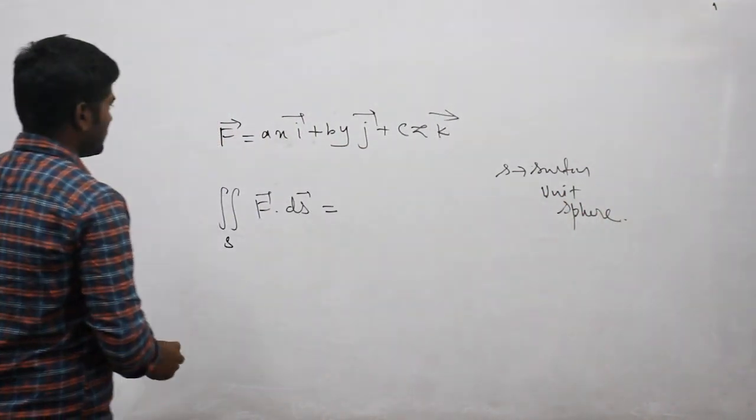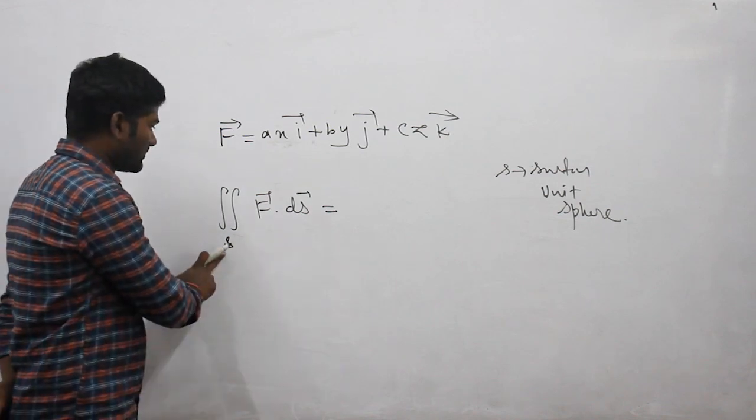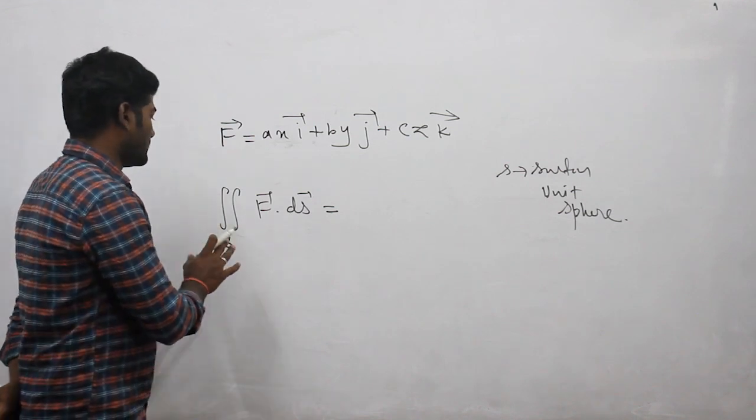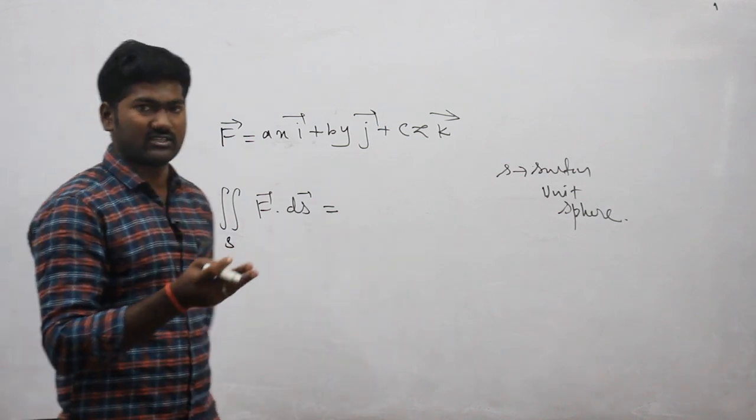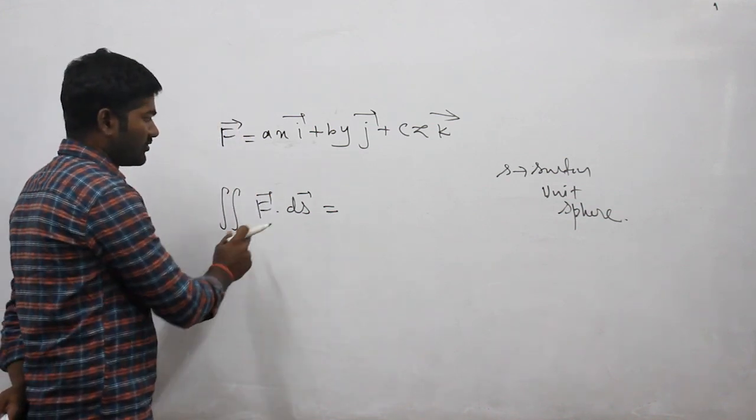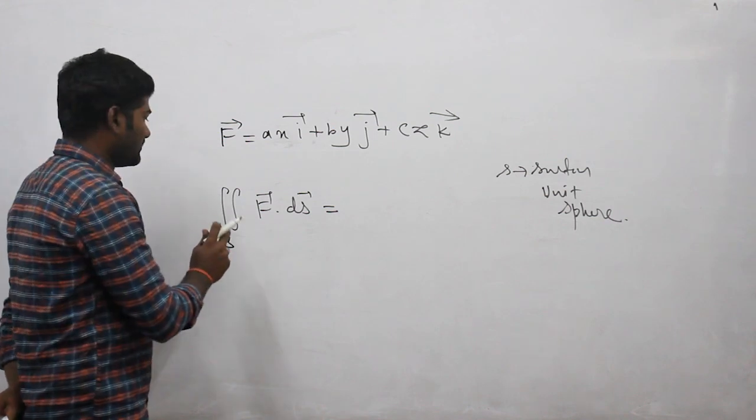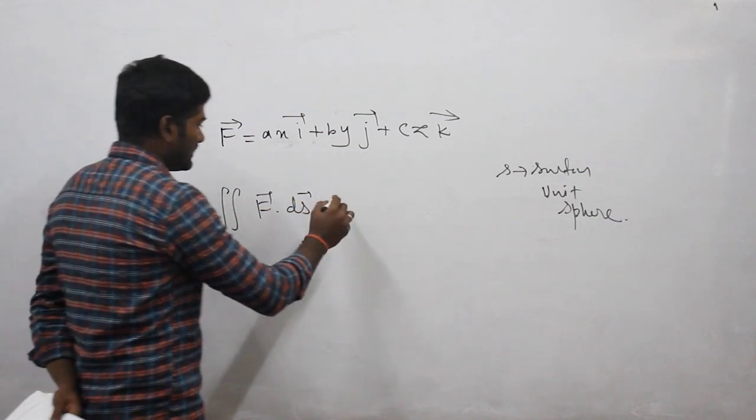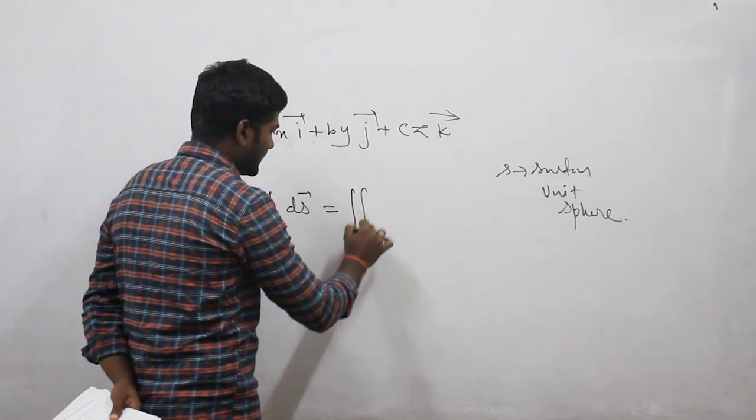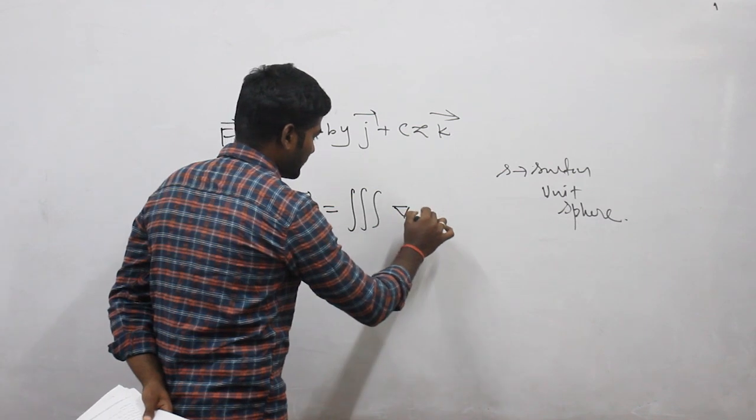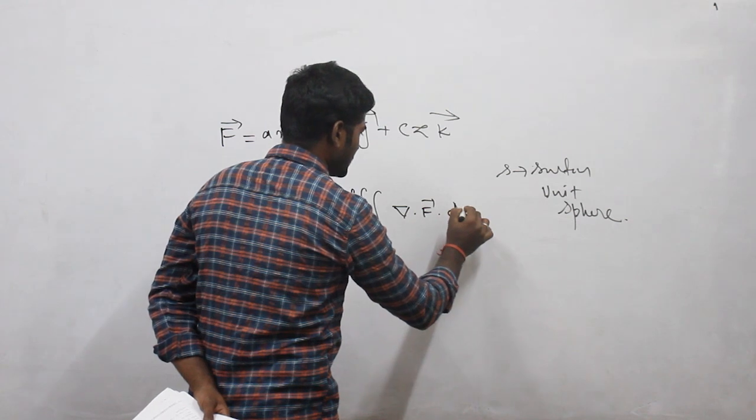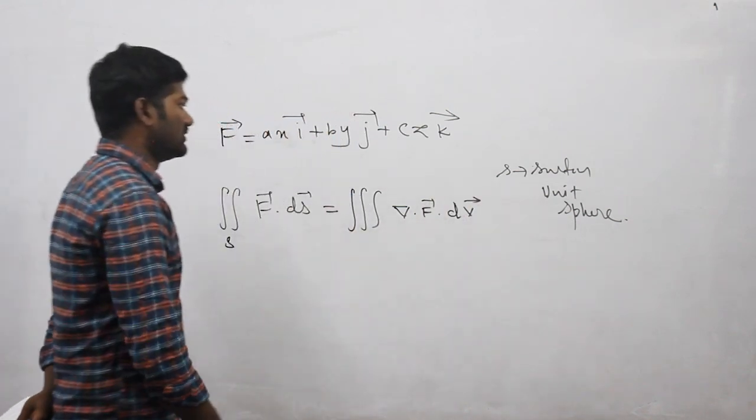So see, they are asking for a surface integral, that is F vector dot dS vector. You know three theorems: Green's theorem, the divergence theorem and Stokes theorem. Surface integral, you will see, is mostly the divergence theorem. The divergence theorem tells us the double integral of F vector dot dS vector is equal to the triple integral of divergence of F vector dV.